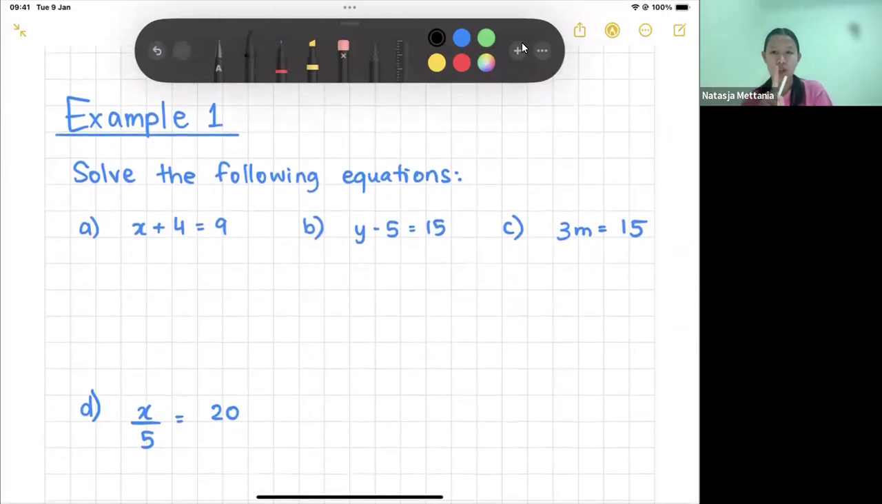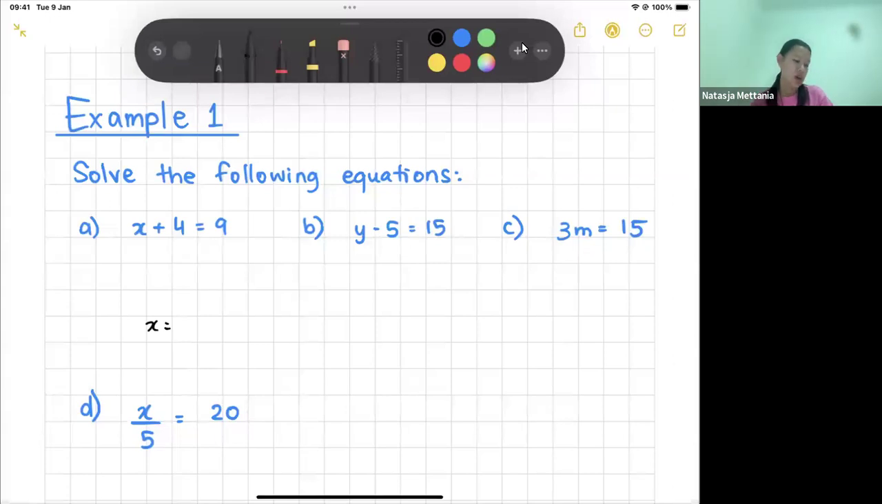Let's go to our first example. Our first example says solve the following equations. When it says solve, it means that I want x equal to something, or I want a letter equal to something. So I'll show you in that first example. x plus 4 equals 9. I'm pretty sure you know what x should equal, but equations follow a certain procedure, a certain method, and it must be done this way.